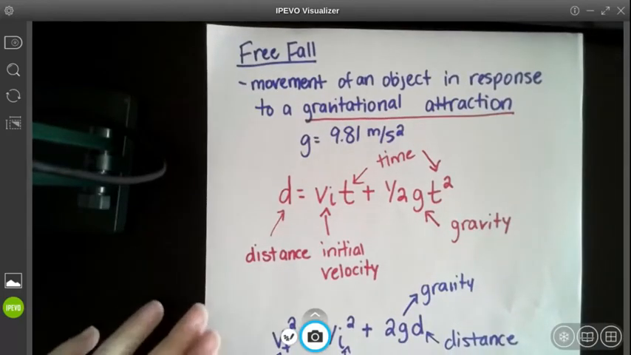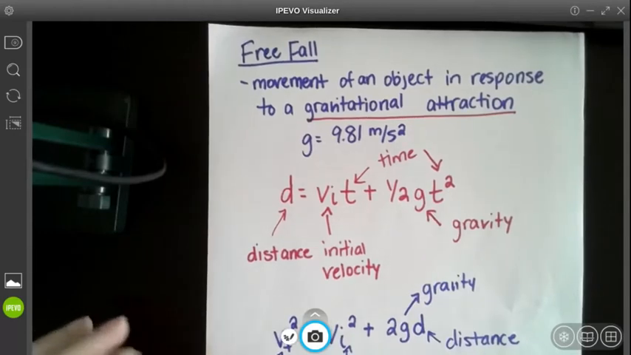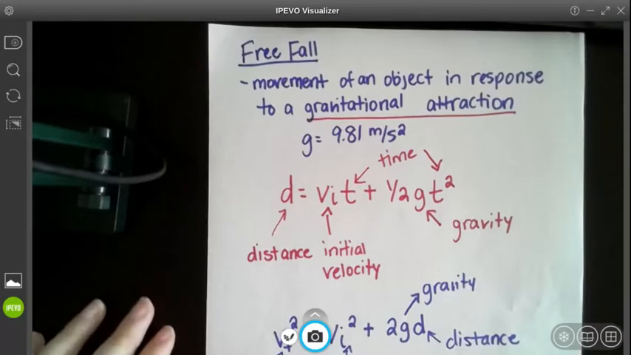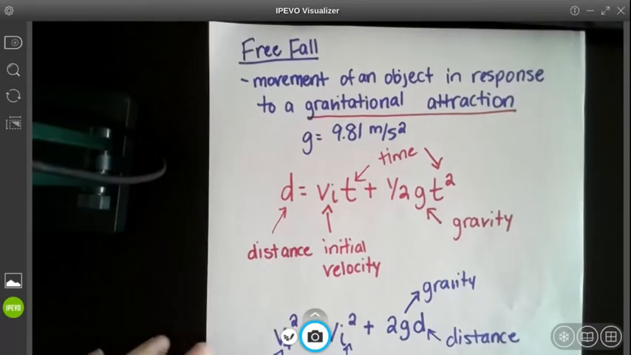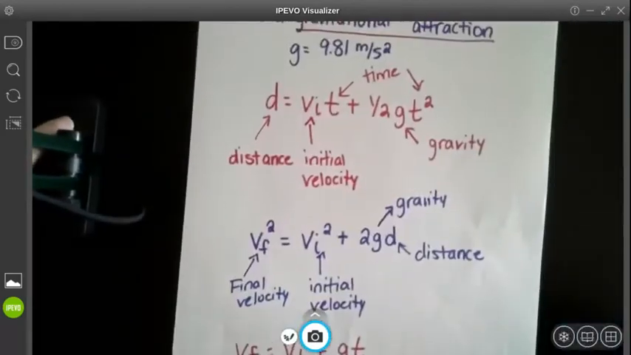So free fall is the movement of an object in response to gravitational attraction. When we do these problems, we're going to use gravity as 9.81 meters per second squared. There are 3 different equations that we need to know. So I'm going to move the camera so you can see all 3 of them.